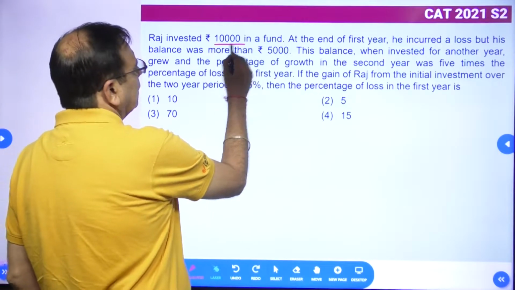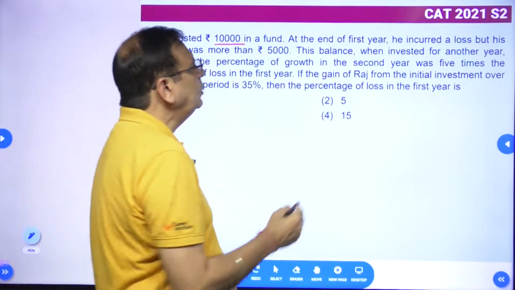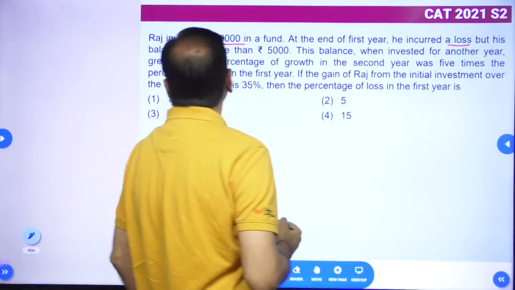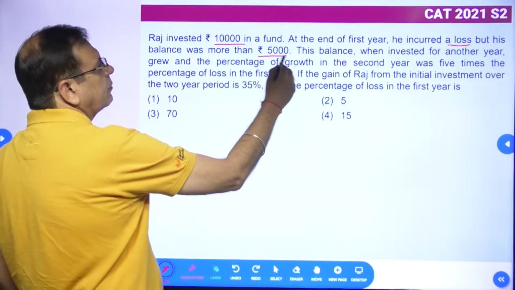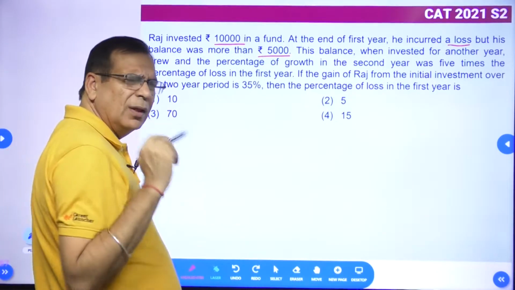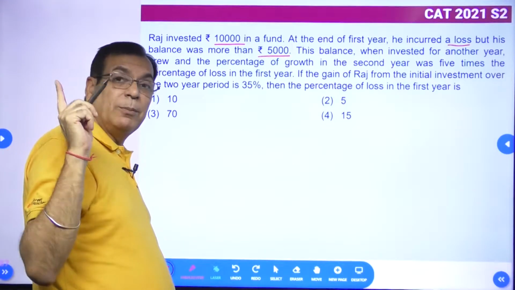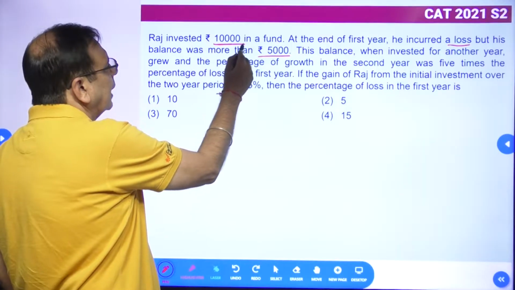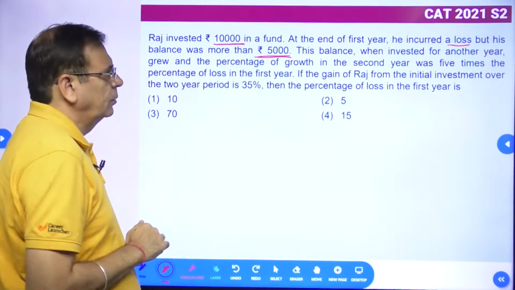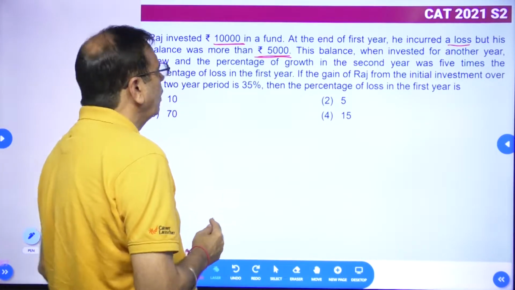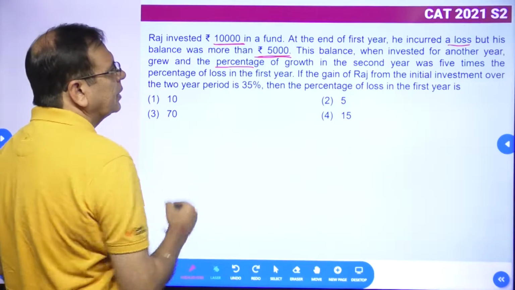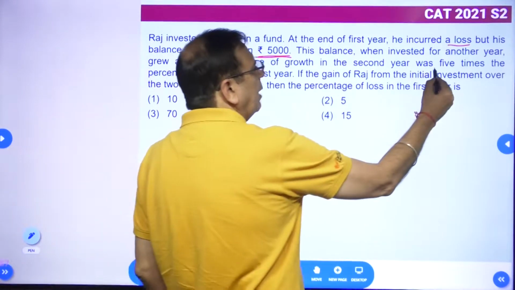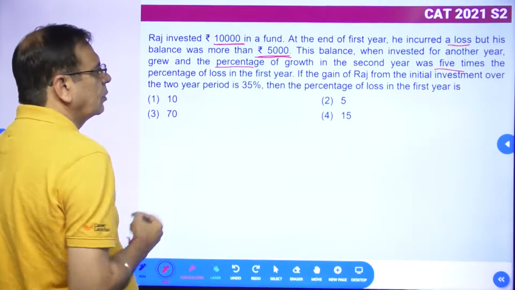Raj invested 10,000 in a fund. At the end of the first year, he incurred a loss, but his balance was more than 5,000 rupees. So what was his loss? Less than 50%. His loss has to be less than 50% because from 10,000, his balance was more than 5,000. The balance when invested for another year grew, and the percentage growth in the second year was 5 times the percentage loss in the first year.